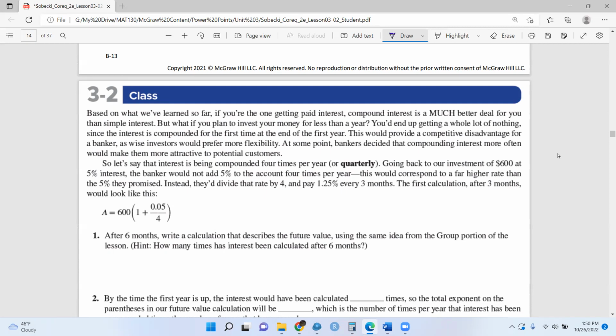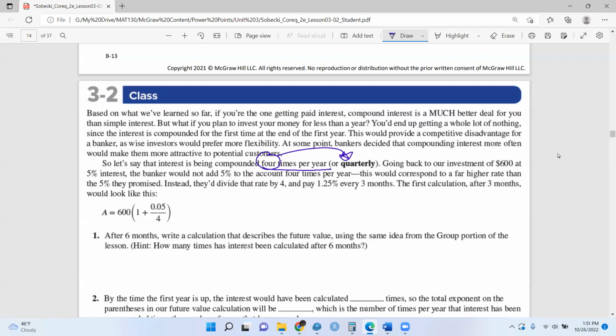So here we're saying, let's say that interest is compounded 4 times per year. The language for 4 is quarterly. So if we have our $600 investment at 5% interest, the banker would not add 5% to the account 4 times per year, because then you'd be getting more than 5% interest. It'd be a much higher rate. Instead, they take the 5% that they would have given you and they divide it into 4 different parts.